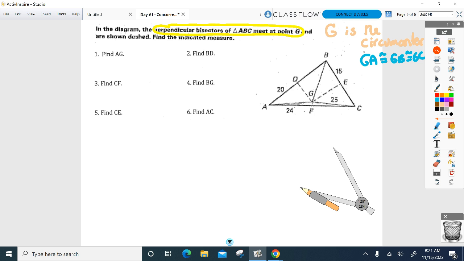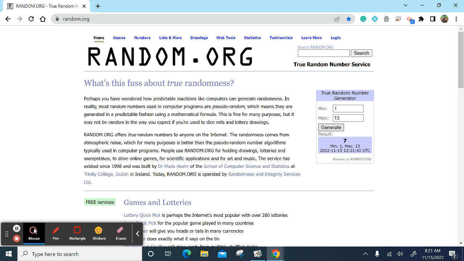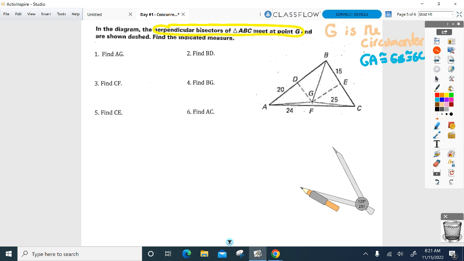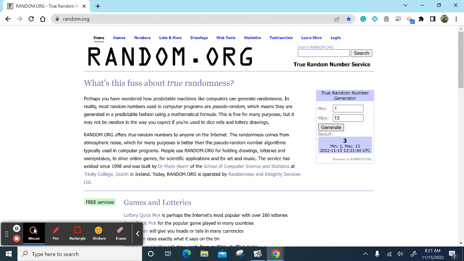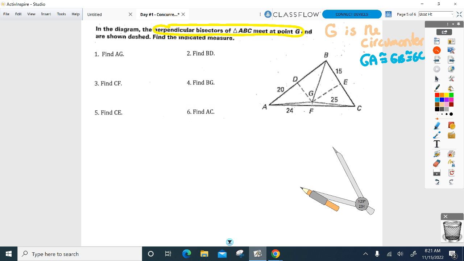What's the length of AG now? Look at all the other numbers I've given you on the diagram. What is the length of AG then? Why do you say 25? Because GC is equal to GA. Correct. If that's a circumcenter, G to C is the same length as G to A. 25. Yeah.